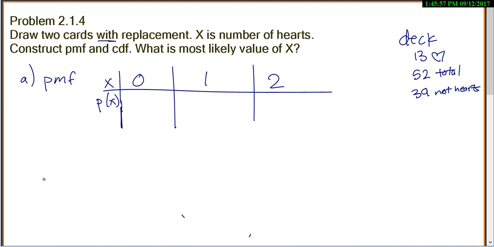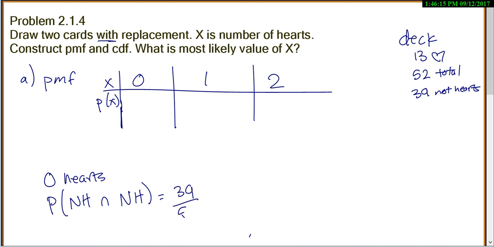So let's think about it this way. To get 0 hearts, what do you have to do? You have to get a not heart and another not heart. To get the first not heart, there are 39 not hearts. Now you need another not heart. This one is with replacement, so it'll still be 39 out of 52. This gives me 0.5625.